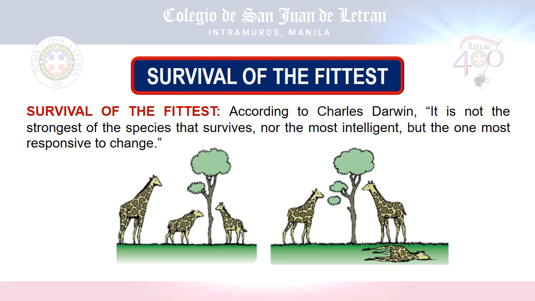Third is the survival of the fittest. According to Charles Darwin, it's not the strongest of the species that survives, nor the most intelligent, but the one most responsive to change. As you can see on the figure, those giraffes who are responsive to change survive. Those giraffes with longer necks can actually survive because they can eat food from the taller trees, while those giraffes with short necks died because of hunger.